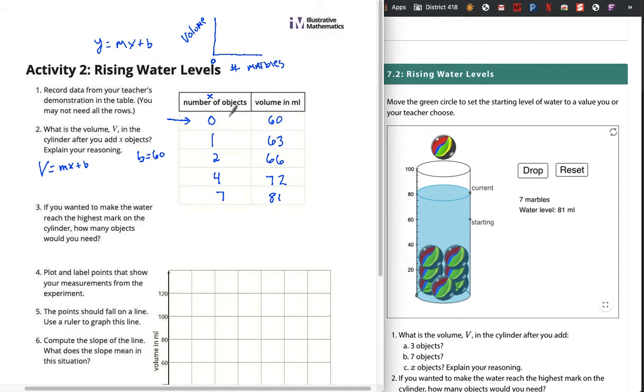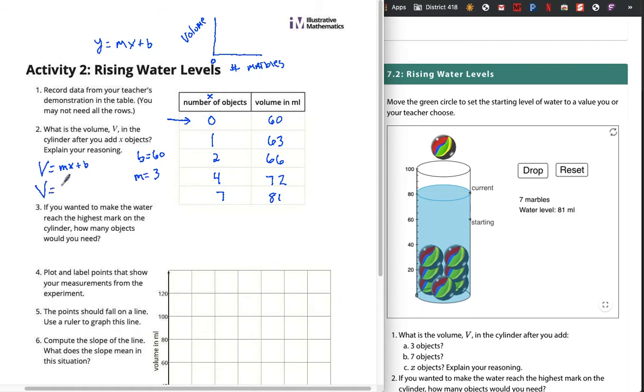And now the question is, what's happening every time I add a marble? So when I add 1 marble, what's my rate of change? When 1 marble goes in, the volume goes up 3. When 2 marbles go in, the volume goes up 6. When 3 marbles go in, the volume goes up 9. So we can see that our rate of change is just 3. So the rate of change is the slope. So the rate of change is 3. So that is the equation.